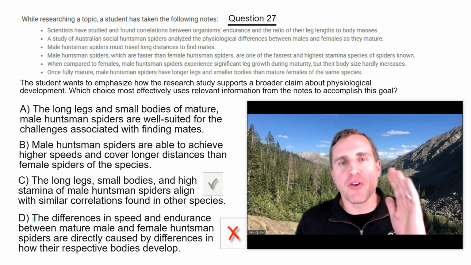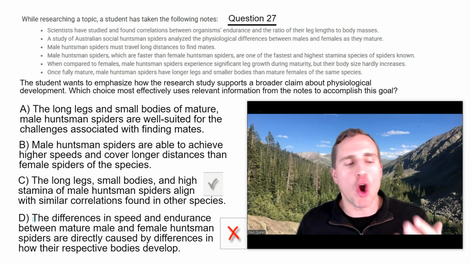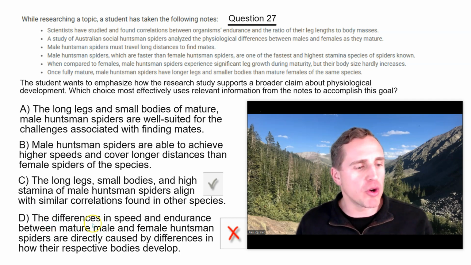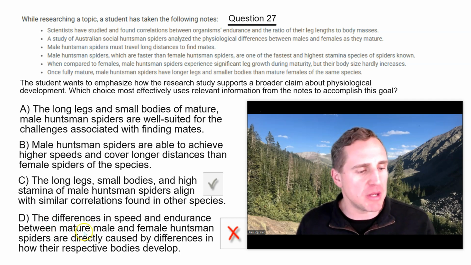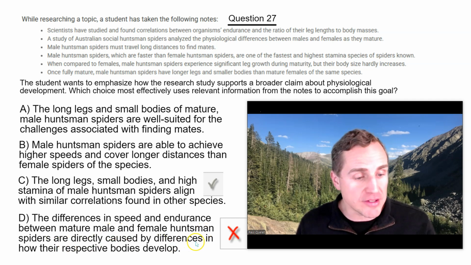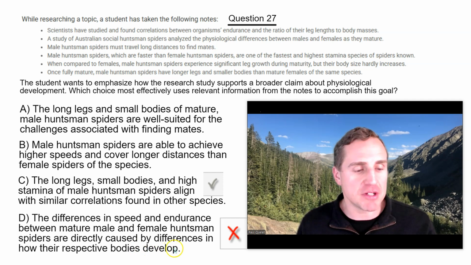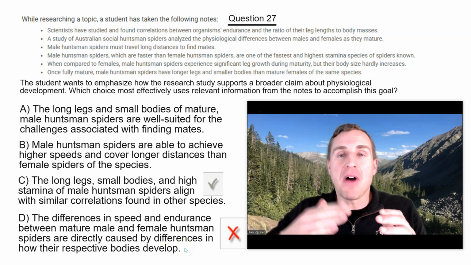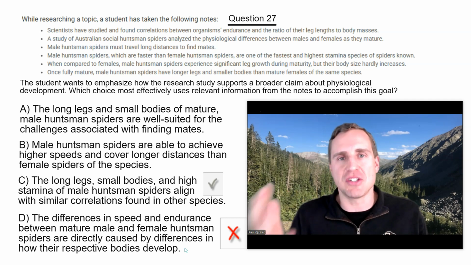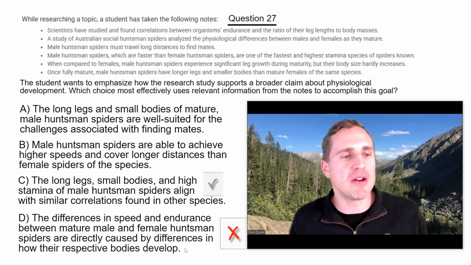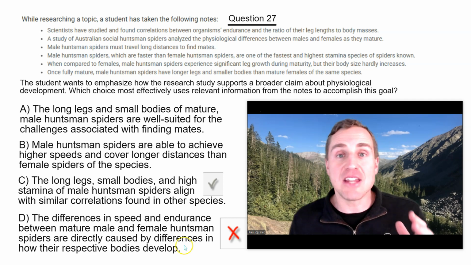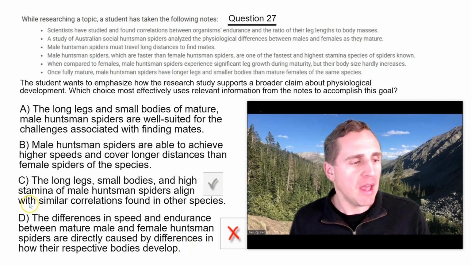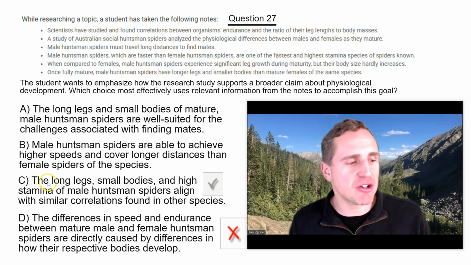In D, first of all, it's very difficult to argue causality. In other words, the differences in speed and endurance between mature male and female huntsman spiders are directly caused by differences in how their respective bodies develop. We don't know if the development of the bodies actually causes the speed differences. We do know the males have longer legs and they do run faster. But we can say C is correct.